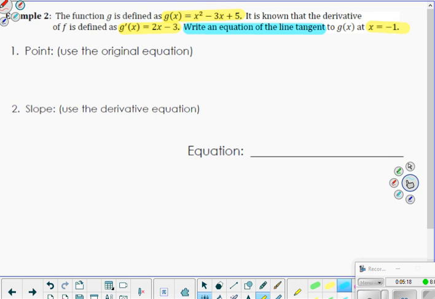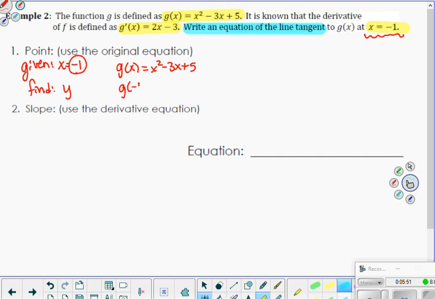Okay, so we need a point. Did they give you the point? They gave you half of the point, didn't they? They gave you the x value. So we were given x equals -1. Now we need to find the accompanying y value. So I go to the original equation, which they gave me, g of x equals x squared minus 3x plus 5, and I evaluate it at -1, so that I can find my y value. Once we get this written out, do the math, and let's see what it comes out as.